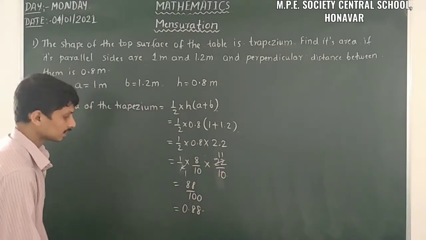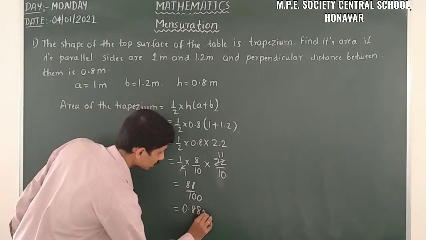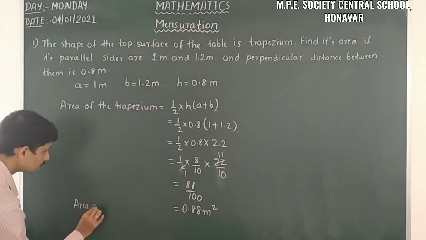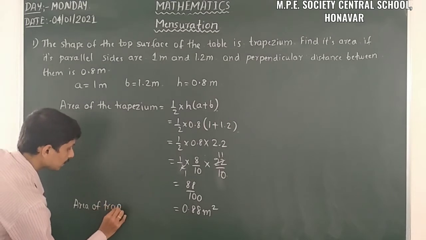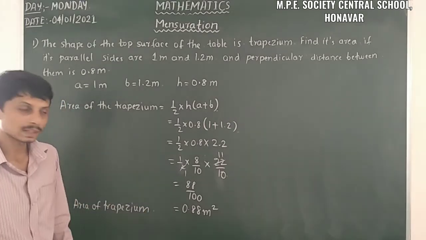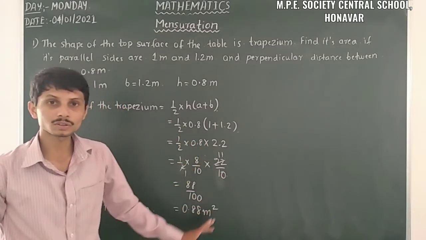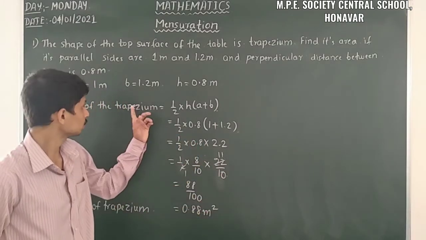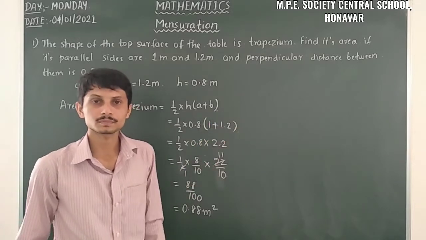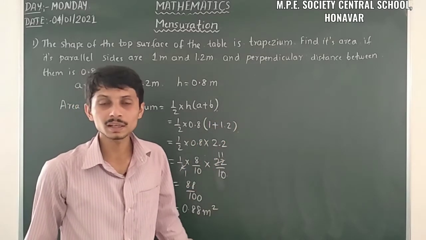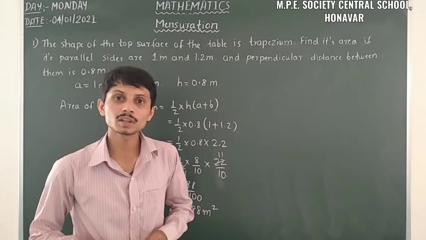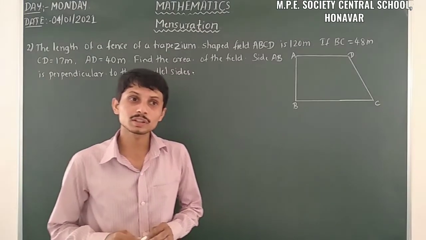0.88 is the answer. This is the area of the trapezium and it is in meter square. The area of the trapezium is equal to 0.88 meter square. So we found this answer using the area of trapezium equals half into h into (a plus b). So using this formula we can easily find the area of the trapezium. Let us move on to the next problem.